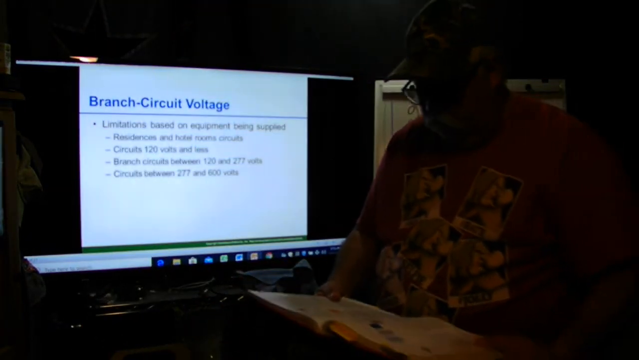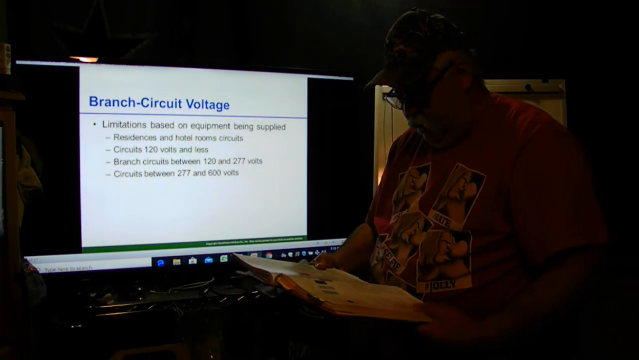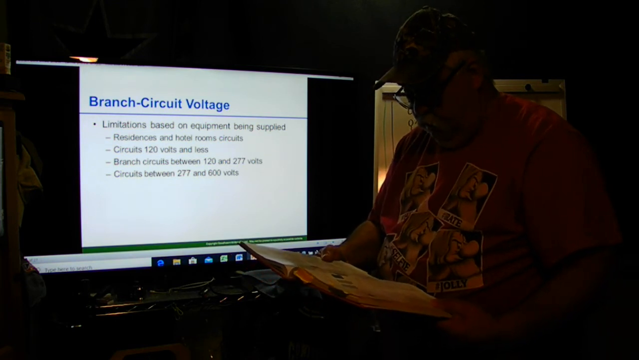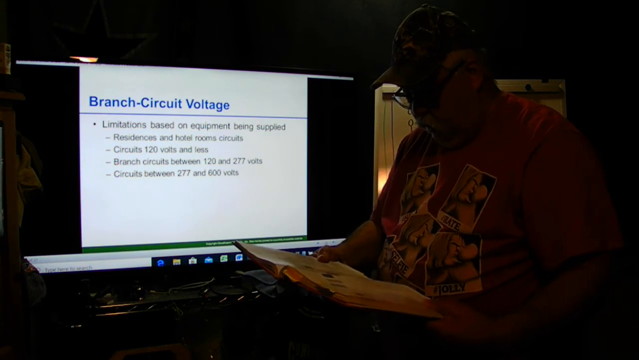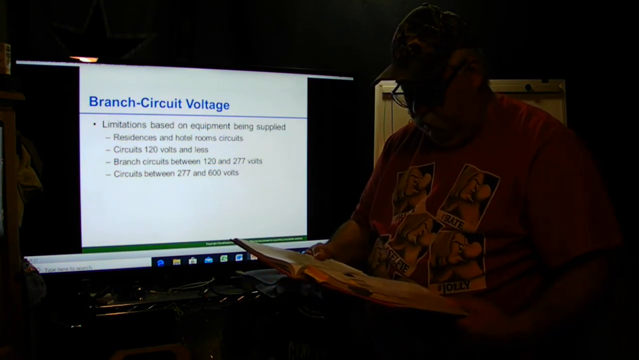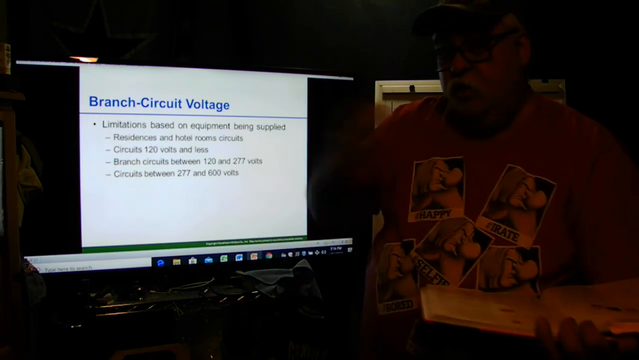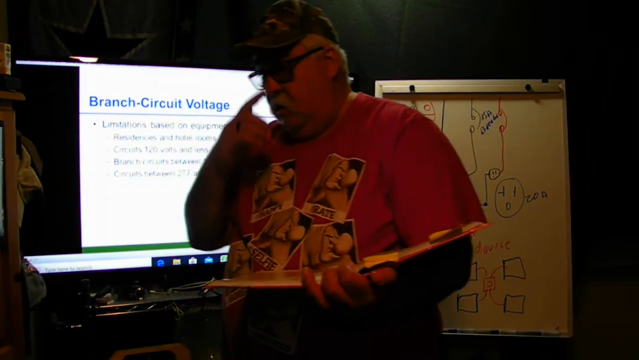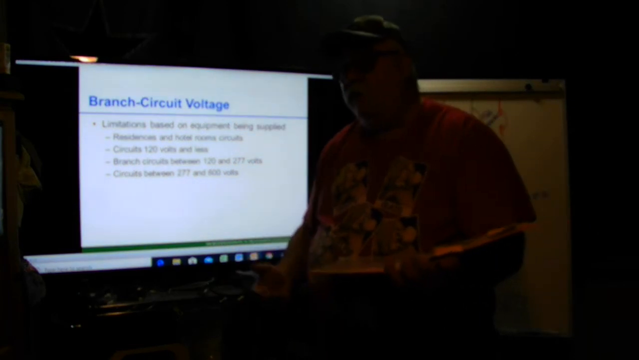Alright, voltage limitations. Branch circuit voltage limits are contained in section 210.6 of the code. These limits are based on the equipment being supplied by the circuit. In residences and hotel rooms, circuits supplying light fixtures and small receptacle loads cannot exceed 120 volts. So again, a hotel or motel is just like a house. Okay, 120 for all your circuits. Your lighting has to be 120 volts.